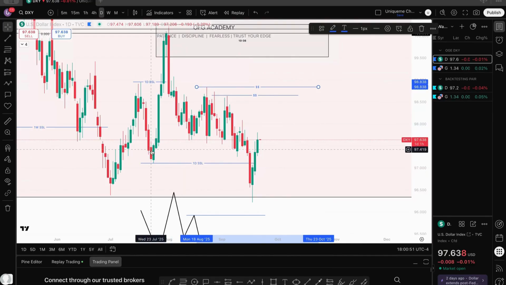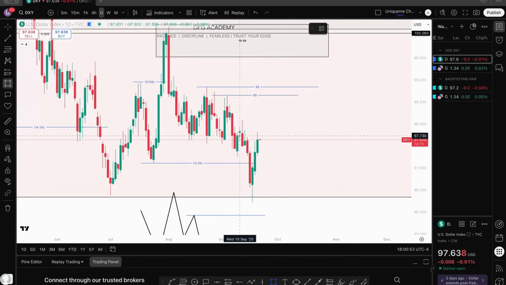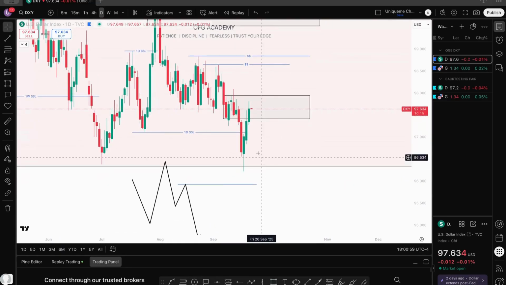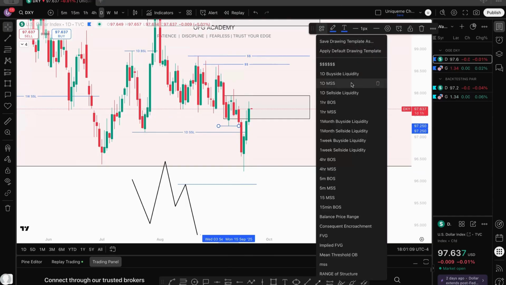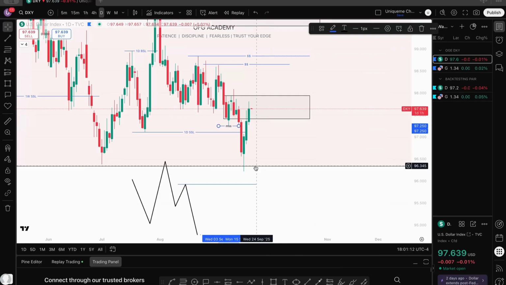Also, this is a breaker block, and we also have a failed swing point here as a mitigation block too. This is a mitigation block, right? Which we're also looking at, because why? It's a failed swing point here. You can see it yourself, right? It's a failed swing point, and we have our mitigation block here because of this breaker block that was created here.